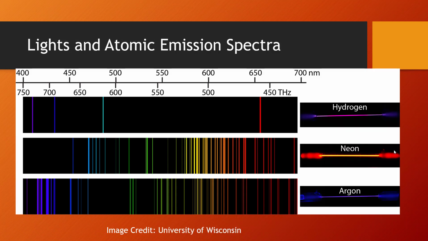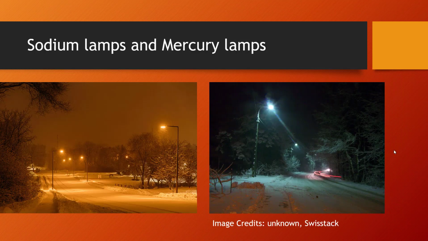So if you had hydrogen here, you see it's kind of purple. That's because it has some blue wavelengths and a red wavelength. Neon, it's that classic kind of orange color, many yellow wavelengths there, and argon has a more blue spectrum. You may also notice this in sodium lamps, which give off an orange glow, or mercury lamps, which give off kind of a blue glow.